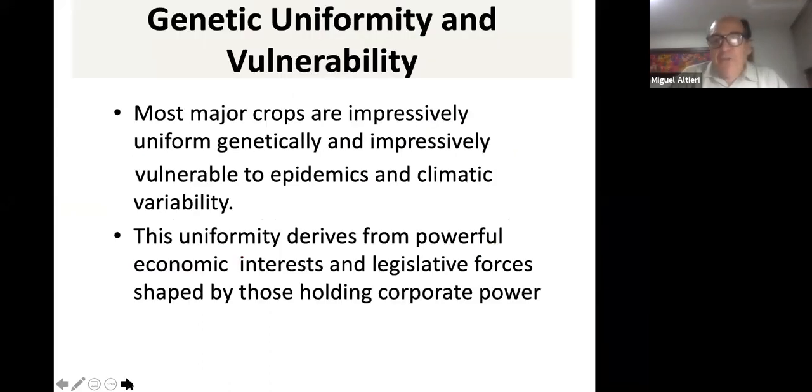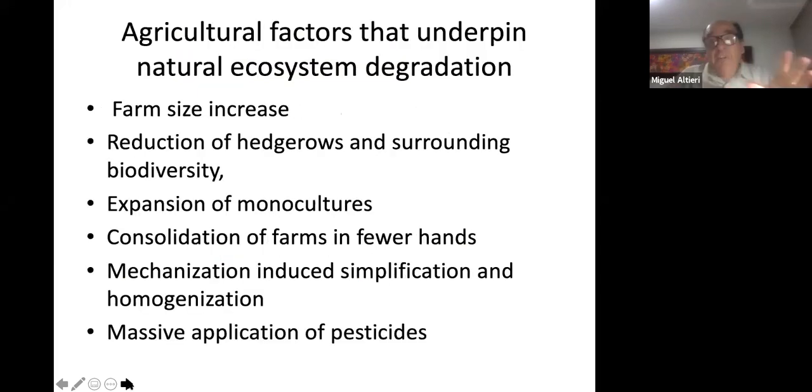There is a lot of research that has shown that by homogenizing the landscape, by making the systems genetically uniform, most major crops become impressively vulnerable to epidemics and climate variability. And in addition to that, these monocultures produce degradation, deforestation, soil erosion, soil degradation, etc.